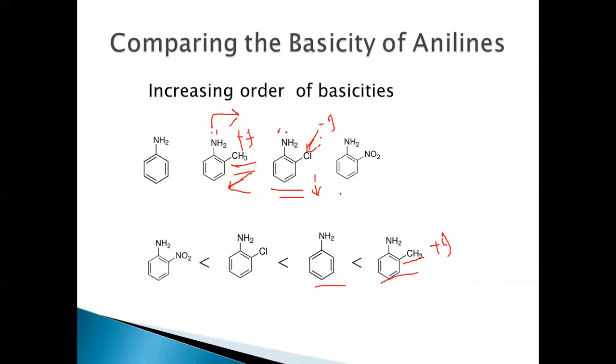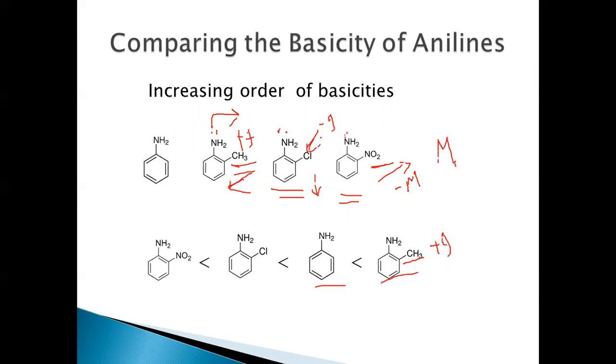But when we come to the nitro substituted aniline here, this nitro group is again an electron withdrawing group. This is a minus M effect group. So this will decrease the electron density on the nitrogen because of this minus M effect here. As a result, this will decrease the basicity.